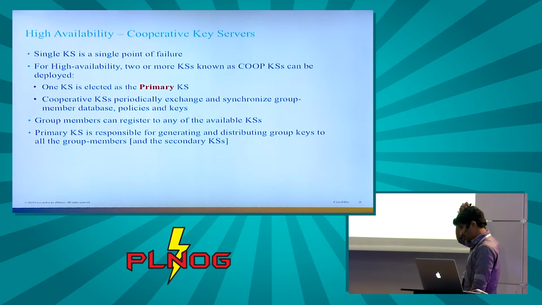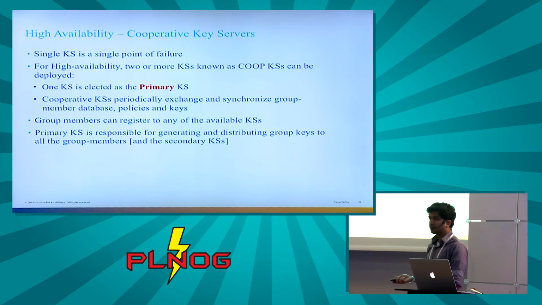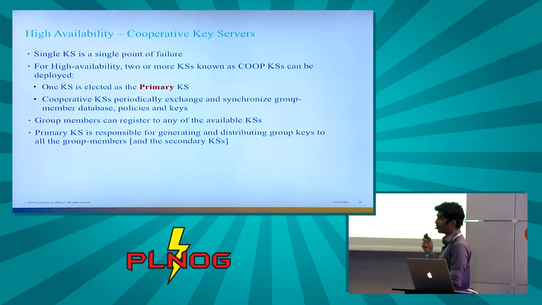So that's where Cisco came up with another proprietary protocol called cooperative key service, also known as COOP. You will see it a lot. When you have more than one KS, one of the KSs is elected as primary. There's going to be an election process. One of the KSs becomes primary, but the group members can register to any of the available key servers, with one catch: the primary KS is the one which calculates the key and distributes the key all the time. It keeps it synchronized with the rest of the key servers, and the primary KS has to have reachability to all the group members, as simple as that.